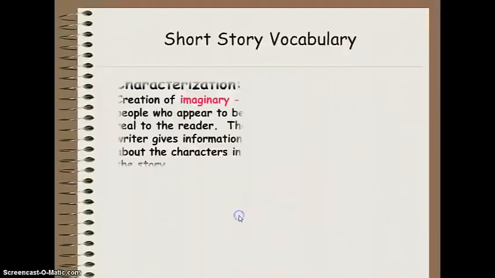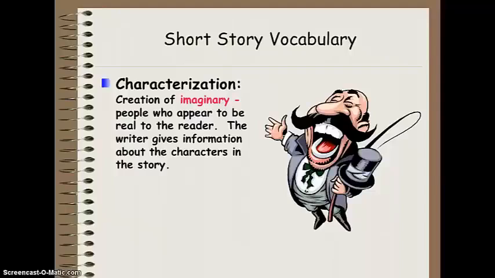The second element we're going to discuss is characterization. Characterization is the creation of imaginary people who appear to be real to the reader. The author makes the characters real to the reader through several different methods, which we'll discuss more on another day. But it really is a way of making the characters come alive, either through how they're speaking, what they're doing, what they look like, that sort of thing. The writer gives information about the characters in the story to make them come alive and make the story more interesting.